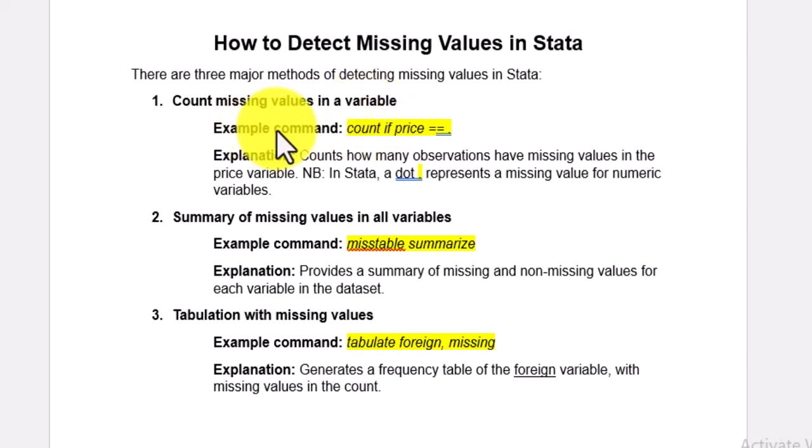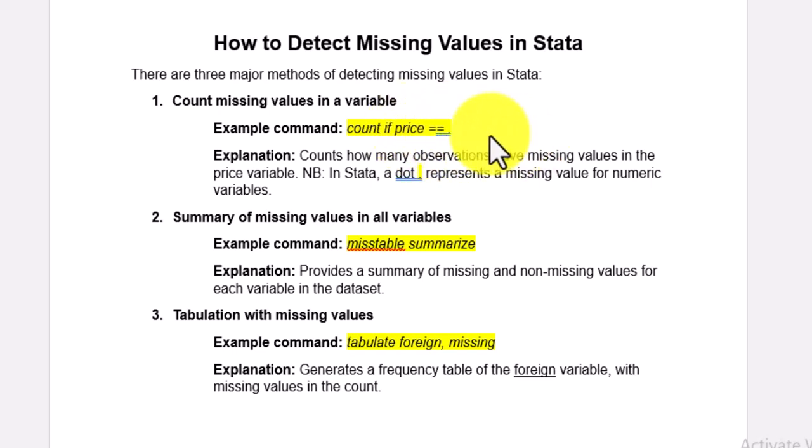An example of a command we can use in such a case is count if price == . You should note that a dot is used to represent a missing value in Stata. This command will count all the missing values, or the number of observations that are missing, in that particular variable.